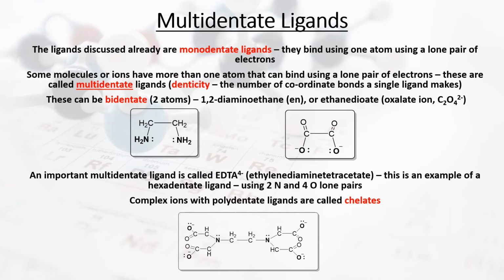This is where we have two atoms. Both are capable of forming these coordinate bonds. And so we have two examples here. One is called 1,2-diaminoethane.